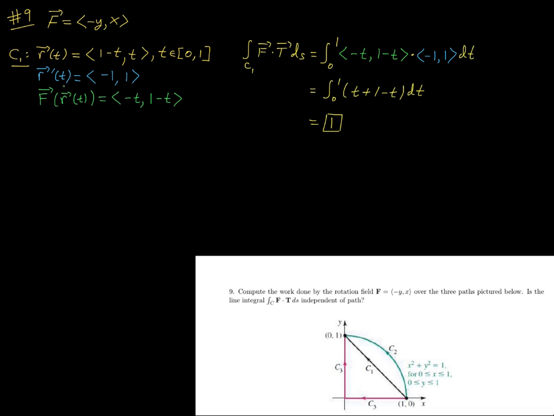Okay, so here's my derivative vector. Here's my vector field evaluated along the path. And then I just compute the line integral in the usual way. And here I wind up getting a value of 1.